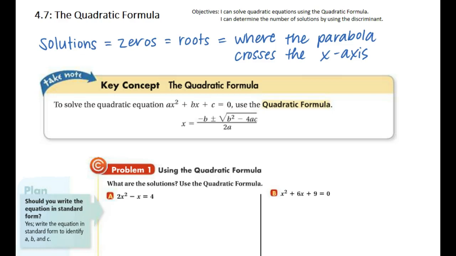Hi everyone, in this lesson video we're going to be learning about section 4.7, the quadratic formula. Our objectives are that we can solve quadratic equations using the quadratic formula, as well as determine the number of solutions by using the discriminant.